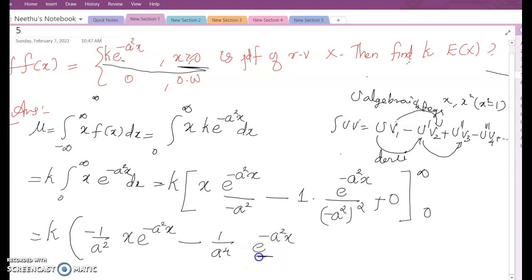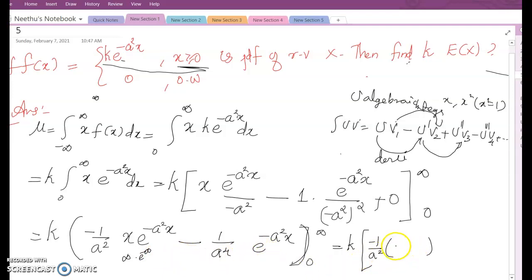ഇവിടെ ഈ ഒരു ടേമിനാണ് ലിമിറ്റ് അപ്ലൈ ചെയ്യേണ്ടത്. ബാക്കിയൊക്കെ കോൺസ്റ്റന്റ്സ് ആണ്. Limit from 0 to infinity, that is equal to k into minus 1 by a square into x e raised to minus a square, upper limit minus lower limit. upper limit കൊടുത്ത ഇൻഫിനിറ്റി, ഇവിടെ ഇൻഫിനിറ്റി ഇൻറ്റു e raised to minus infinity. അത് വരും e raised to minus infinity 0 ആണ്.